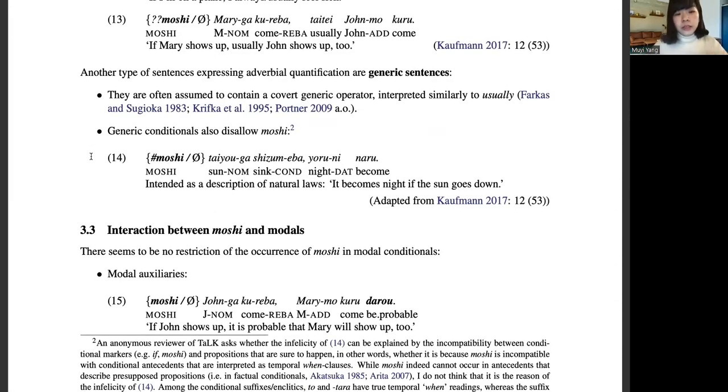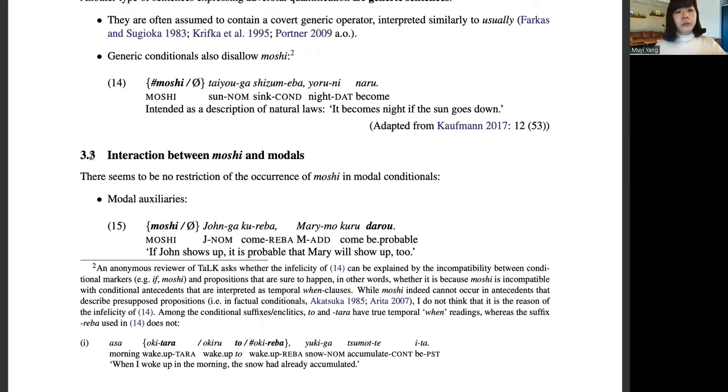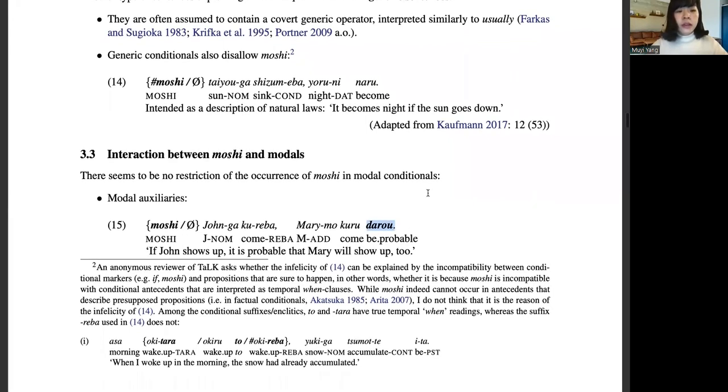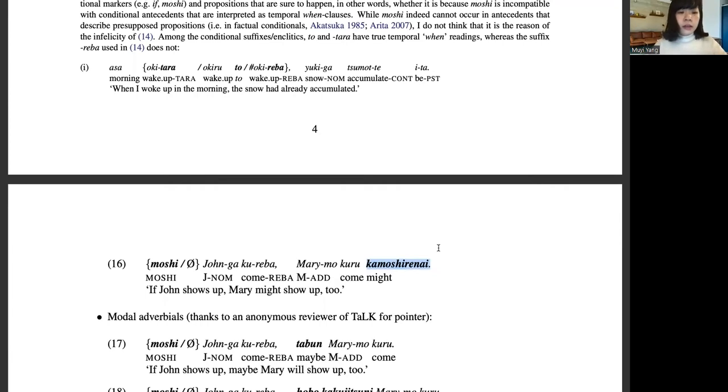Okay, so that's the interaction between moshi and Q adverbs. Now we can go on and look at the interaction between moshi and modals. When we look at modal conditionals, there seems to be no particular restriction in terms of the occurrence of moshi. So we can have modal auxiliaries like daro in 15, be probable, and kamoshirenai, might, in 16. In both cases, the presence or the absence of moshi doesn't really seem to make much difference to the meaning of the sentence.